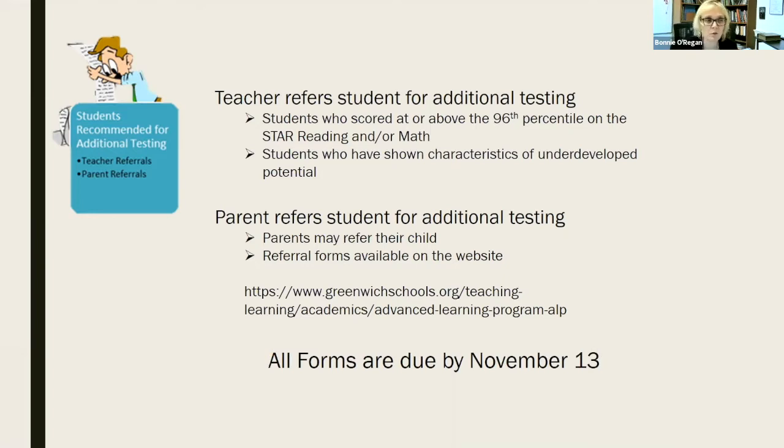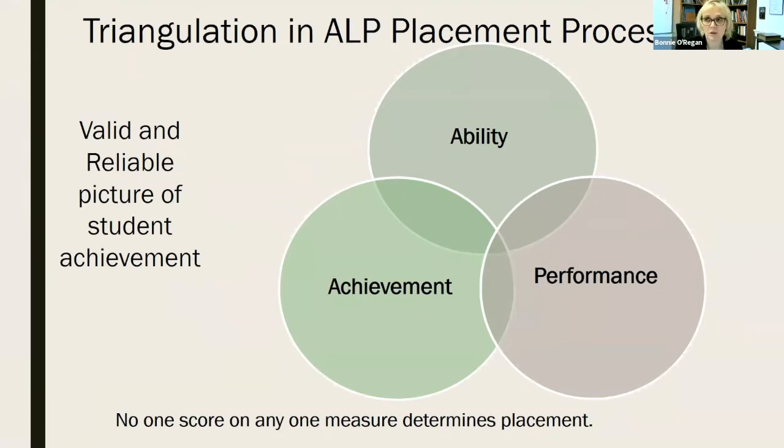The referral forms were linked in the parent link set that I sent out, and they're also available on the website, on the Advanced Learning Program page. Everything is due in by the 13th because we will be then starting the evaluation phase. A number of people ask me whether it matters whether the teacher recommends or if a parent does, and it has no bearing whatsoever on the placement. What we do is we look at a valid and reliable picture of student achievement by looking at ability, achievement, and performance. And no one score is going to determine placement. No one score is going to keep a student from being placed in the pull-out program.